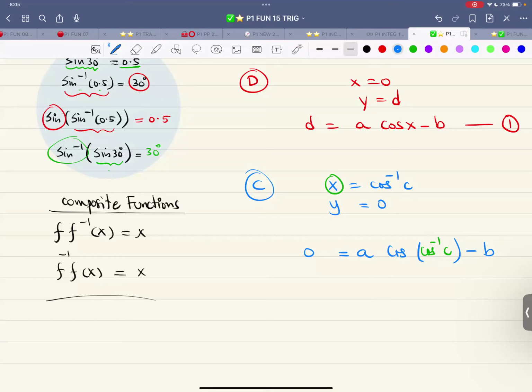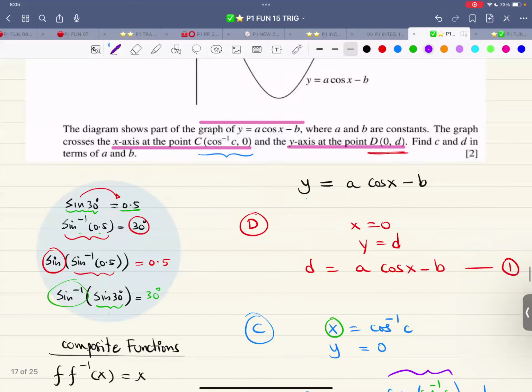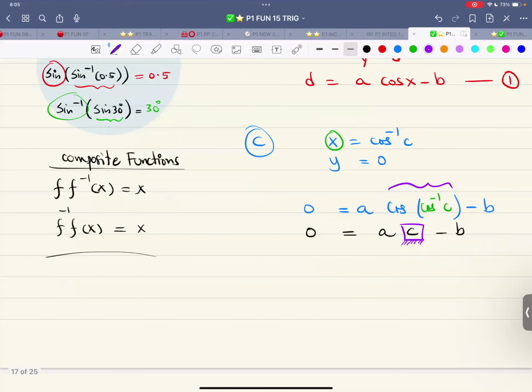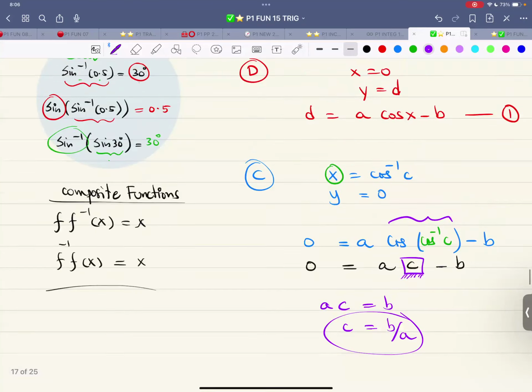So therefore, what do we have? We have 0 equals a times this whole thing, which becomes c minus b. All good, all clear? So this thing is basically, let me just erase this thing. And we want c and d in terms of a and b. So therefore, ac equals b. Therefore, c is b over a. That is what you get.